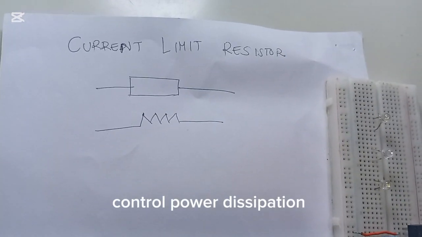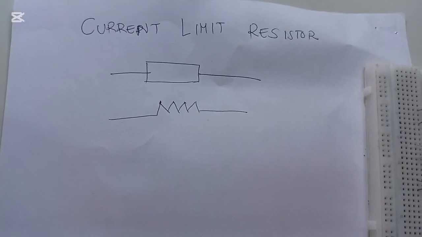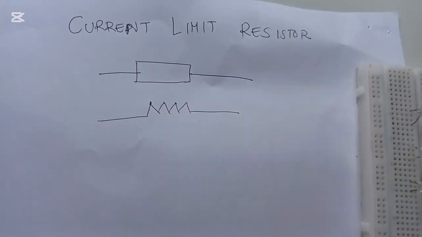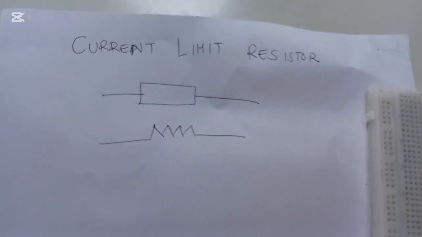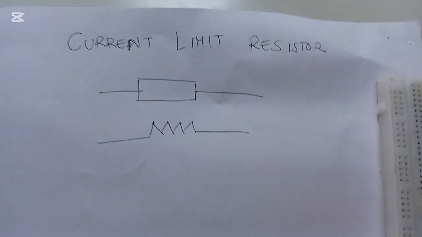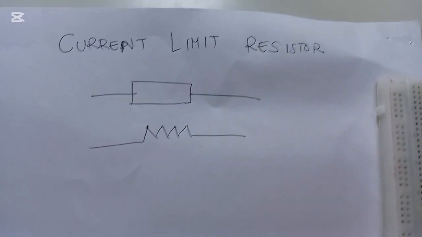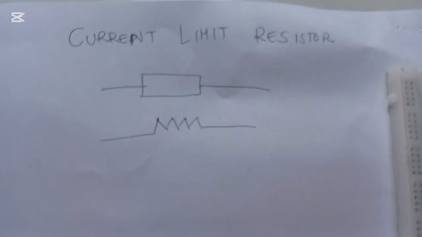It controls power dissipation. This helps to manage heat and prevent overloading. It ensures proper operation. Some components require a specific amount of current to function correctly. So that is the reason why we use a current limit resistor. The reason why the first LED blew up is that the current was more than its rated current. The reason why the second LED didn't blow up is that it received its required current.